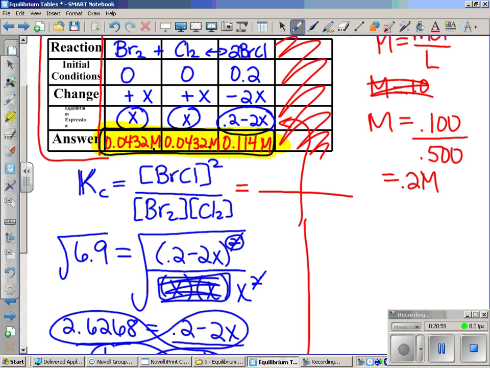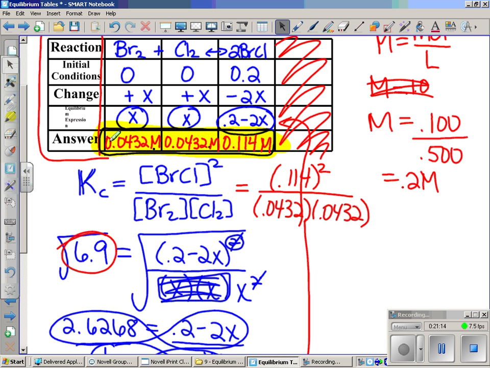Okay? Now there is a way to check your work once you've done this. If you take those concentrations and come back and plug them into your Kc expression, so do 0.114 squared, and then down here 0.0432 and 0.0432, and solve, you should end up with 6.9. Or very close. Rounding, it could be off a little. And that's always a nice way to check. You know, if you have that ability to check, then we should.